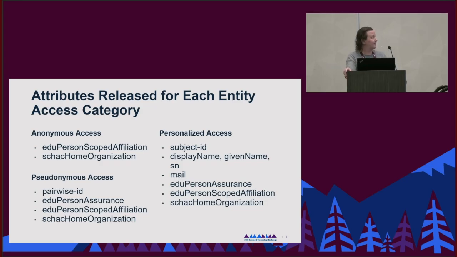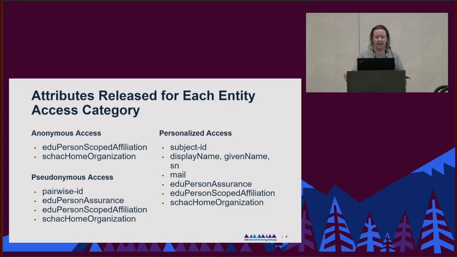The pseudonymous access adds in pairwise-id and also adds in eduPersonAssurance. So there will be additional sessions this week talking about assurance. I recommend you attend those, and releasing that attribute is part of the attribute bundle. And then also, the same as anonymous, the eduPersonScopedAffiliation and the SCHAC home organization are released with pseudonymous access.